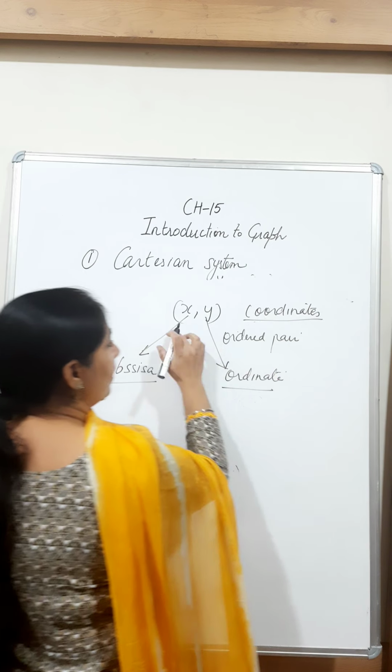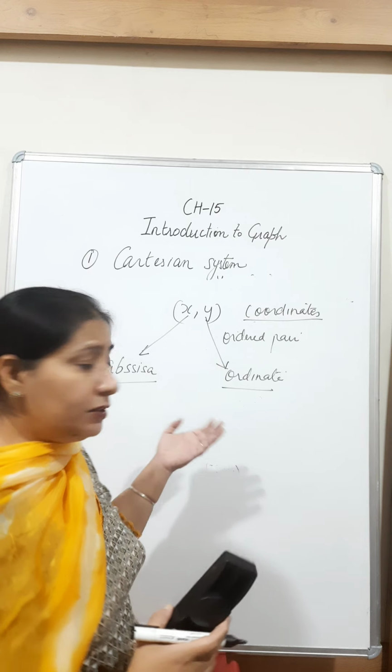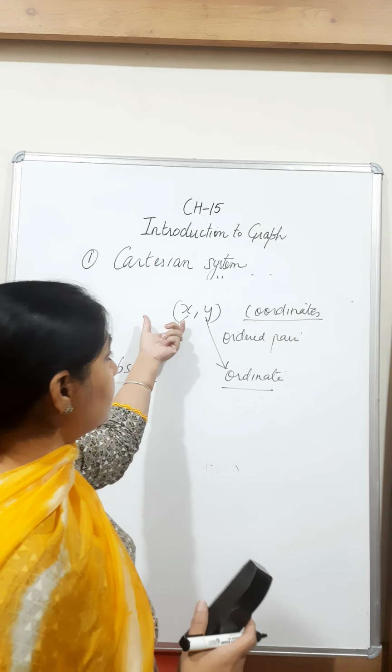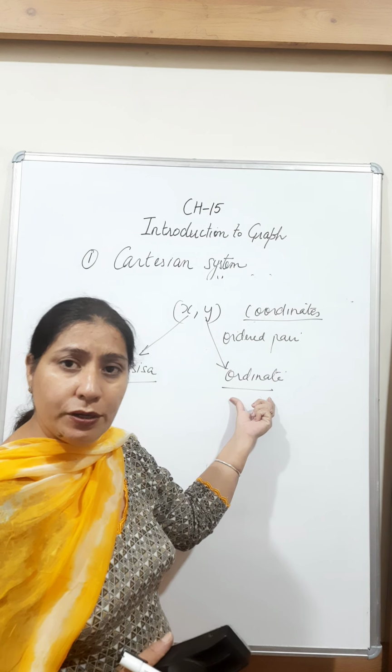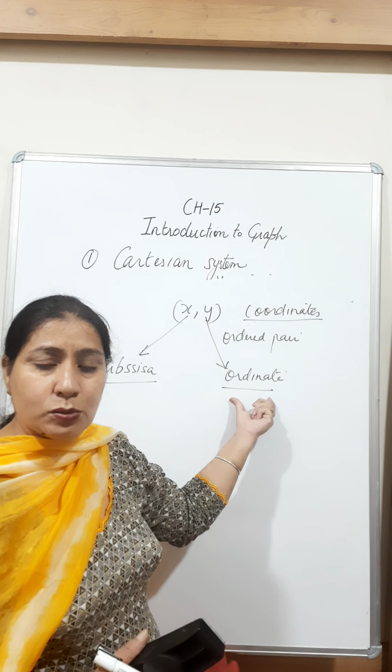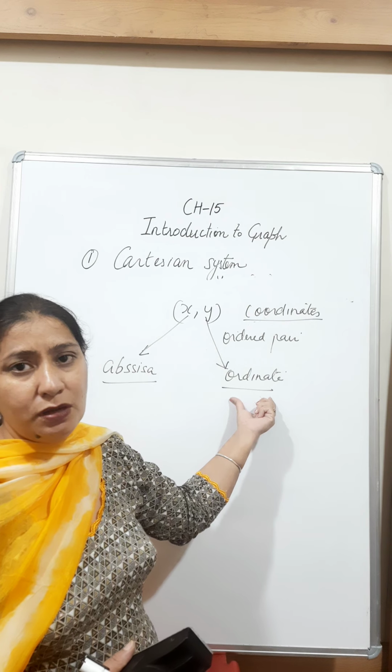So x comma y are the type of points that we will be dealing with in this chapter, where the first value x will be the abscissa and the second value will be called the ordinate. Okay, beta? So this is the basic thing that we need to know before we start with the exercise.